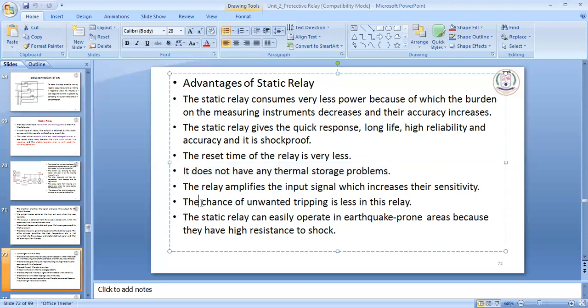As I have already mentioned, here it is only 1 or 0, on or off. But in an electromagnetic relay, if magnetic saturation happens, then unwanted tripping can also occur. We may give low current, but the already available current has residual flux, and that residual flux may create unwanted tripping.